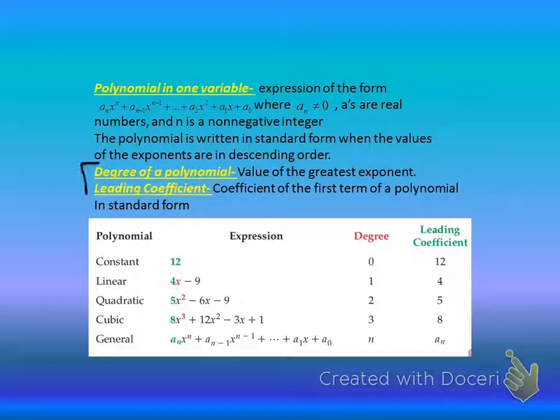Have you seen these 2 before? Remember those? Degrees are what? Value of the greatest exponent. Thank you, Dimitri. It's the biggest exponent you've got. Your leading coefficient is the coefficient that goes along with that degree. As long as it's in standard form, it's the first number. Key word, standard form.